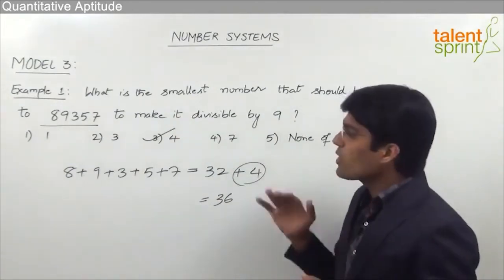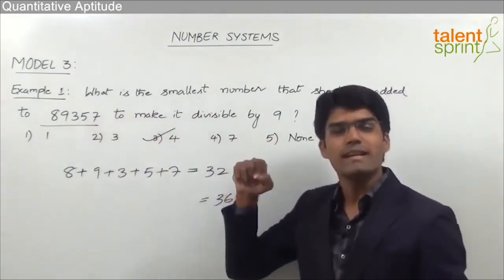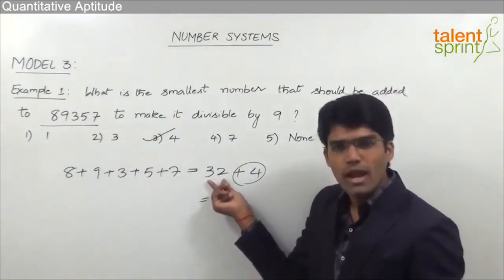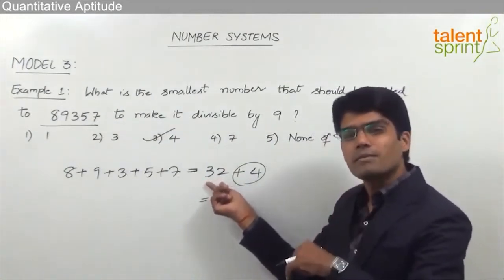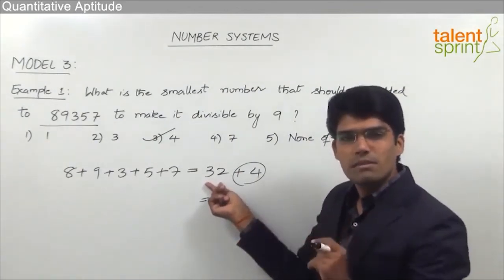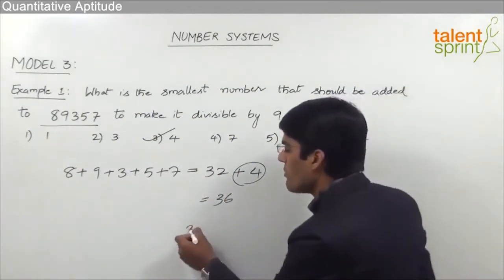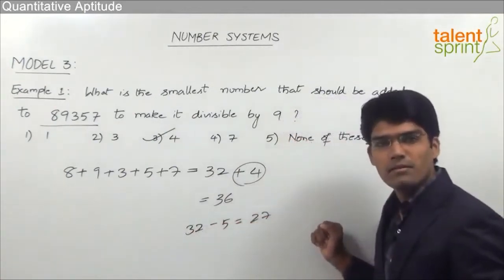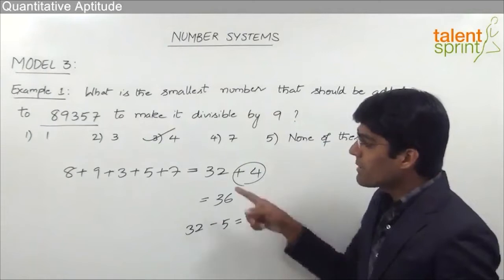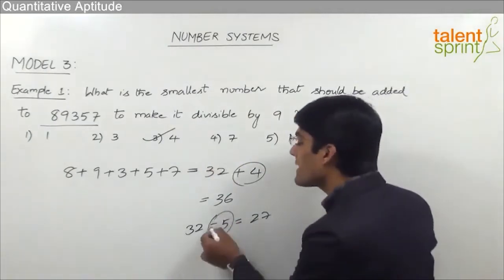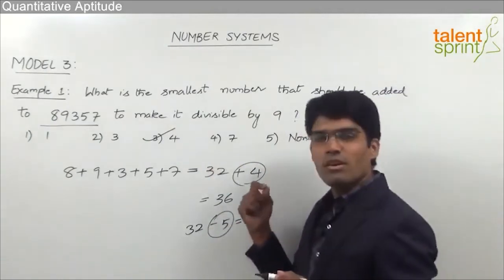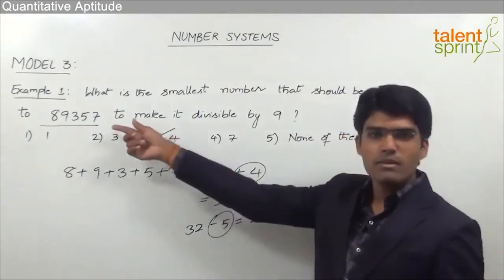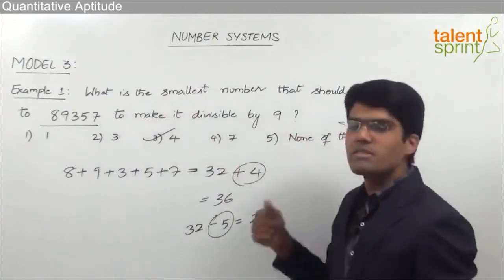Similarly, let's see what should be subtracted from this number so that it becomes divisible by 9. Now as we know, the sum of the digits is 32, and if we subtract 5 from 32, this becomes divisible by 9. Why? Because 32 minus 5 is equal to 27, and 27 is a multiple of 9. So we can say that this number becomes divisible by 9 when we subtract 5 from it. This is how we can solve questions related to addition or subtraction of the smallest number to the given number so that it becomes divisible by 9.